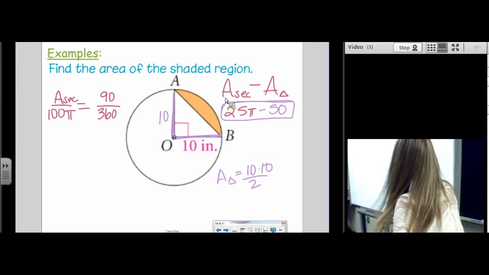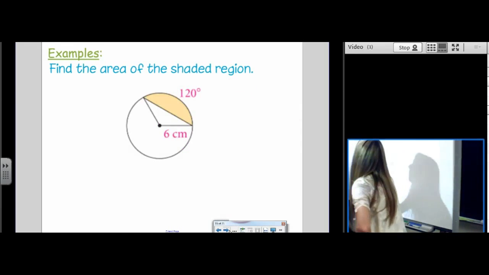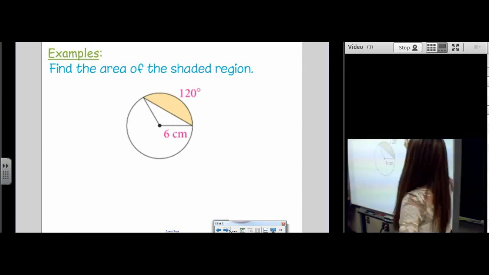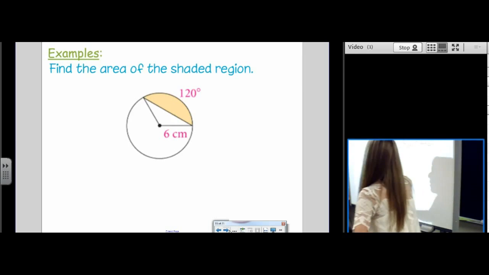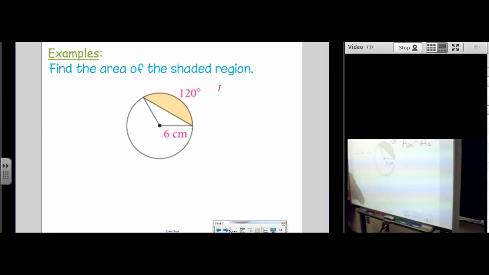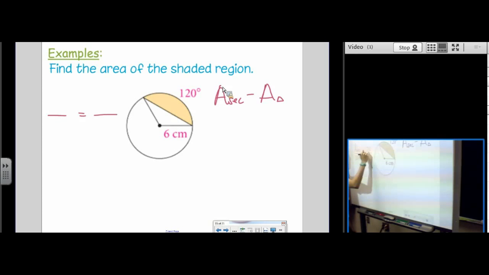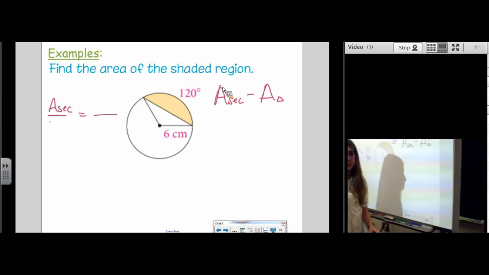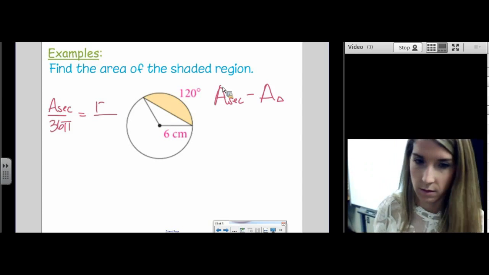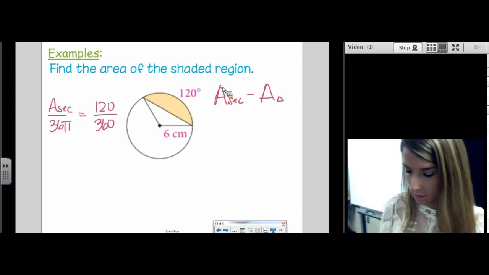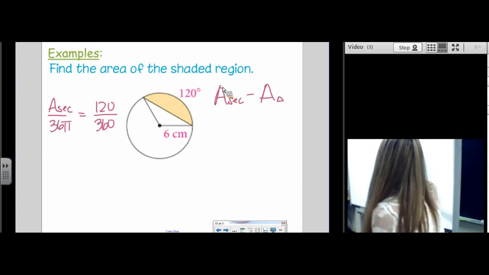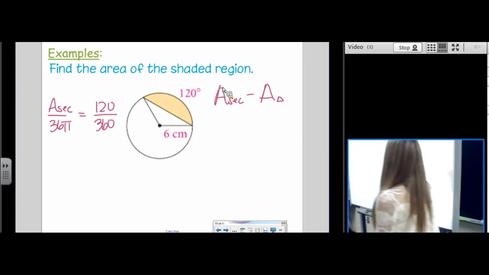Okay? Find the area of the shaded region. Same strategy: A sector minus area of the triangle. So we are going to do A sector over area equals M over 360. Huge lag, sorry. 36 pi times 120 divided by 360. So the area of the sector is 12 pi.